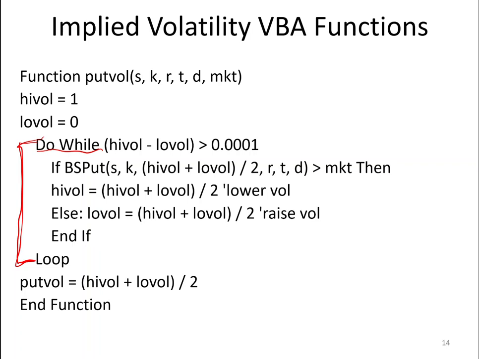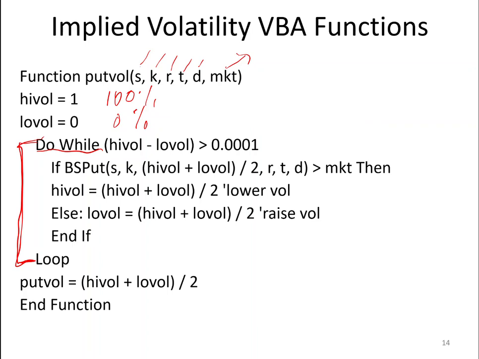So here's the function. It's called PutVol. You put in the underlying spot price, the strike price, the interest rate, the maturity of the option, the dividend yield, and the market price of the option. However, this program also assumes you have BSCall and BSPut inside your same module, so it's going to use that. So here's how the model works. The model starts off by saying, well, the highest possible vol is 1, in other words, 100%, and the lowest possible vol is 0%.